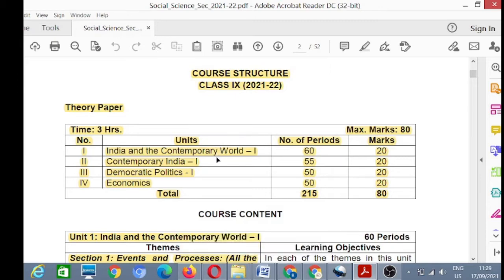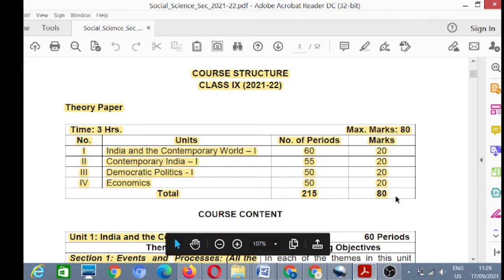First of all, we see the marks allocation for the subject. We can divide the whole subject in four parts. First is history, then geography, then civics, and last one is economics. All the four parts have got equal marks, that is 20 marks. So total marks are 80 marks for external examination and 20 marks have been allocated for internal examination.